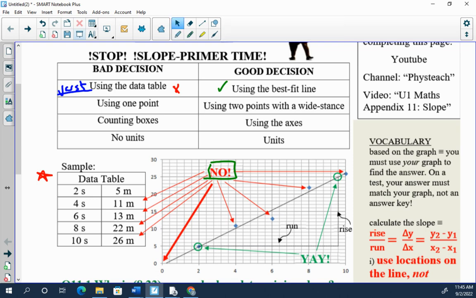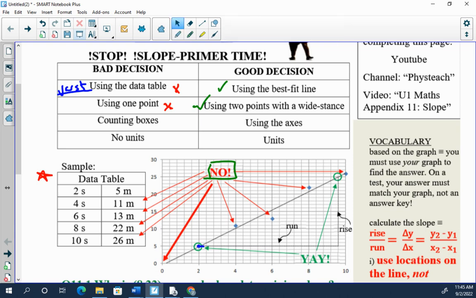Another bad decision is using just one point. Sometimes what people will do is they look over at their data and they say, oh, look, I see the coordinates of this point right here. It's 2, 5. So 5 is the rise, 2 is the run, 5 divided by 2. That's not how you do slope. Slope is not based on one point. There is something called instantaneous slope. We get to that in AP, or maybe some of you are interested. But the standard way to do slope here is using 2 points with a wide stance.